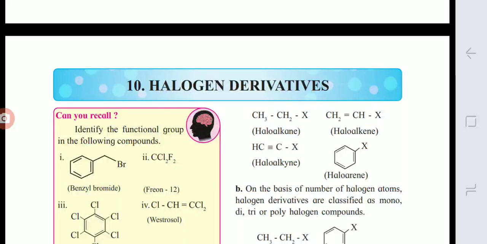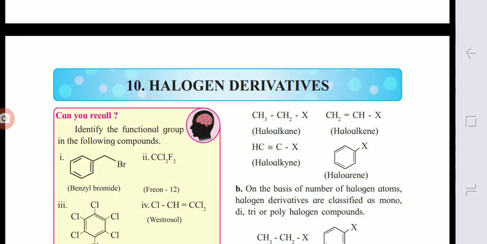Now let us start our topic number 10 from 12th standard, and the name is halogen derivative. The word is halogen. Halo means salt, gene means forming. So halogen means salt forming element. Which are these elements? They are fluorine, chlorine, bromine, iodine, astatine. Astatine is radioactive, so we rarely see it in compounds.